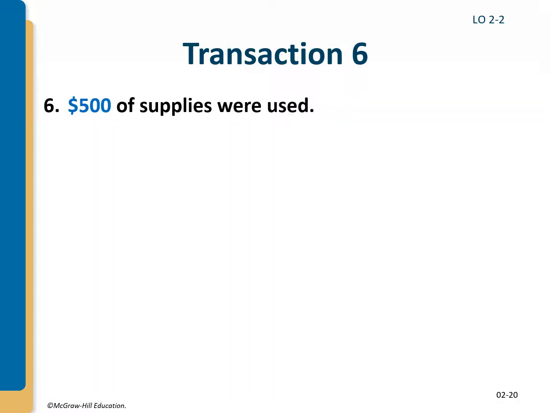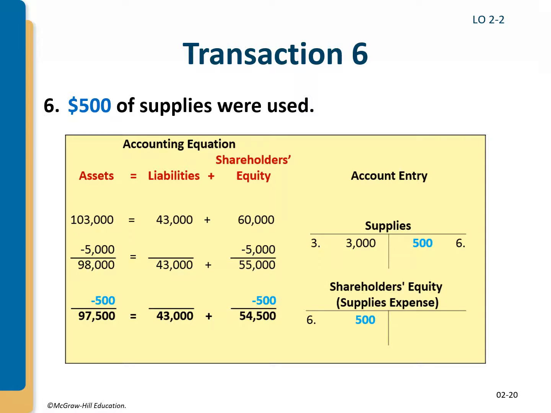$500 of supplies were used. Here, we're showing that we used up some of an asset, so we're going to decrease the asset supplies. Over in our T account, you can see we're going to credit supplies $500. When we use up an asset, it becomes an expense, a cost of doing business. So we decrease shareholders' equity, because expenses decrease shareholders' equity. And we'll record this as a debit to supplies expense.